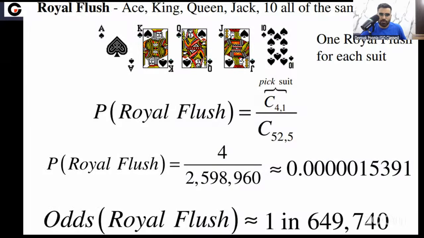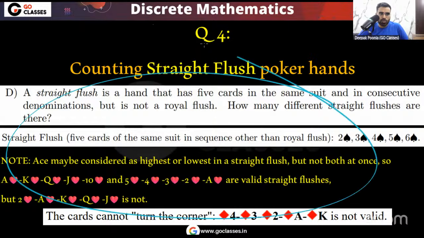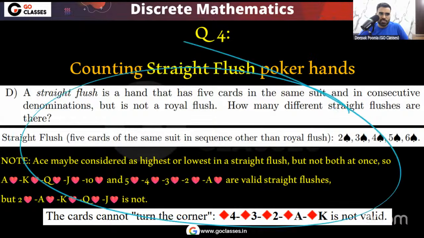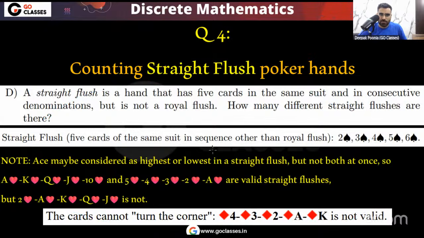So let's move on. I hope you understood this. Let's solve question number 4. Counting straight flush poker hands. Now, what is this straight flush poker hand? The complete definition is given to you with an example. You read the definition, understand the definition, and then solve the question.